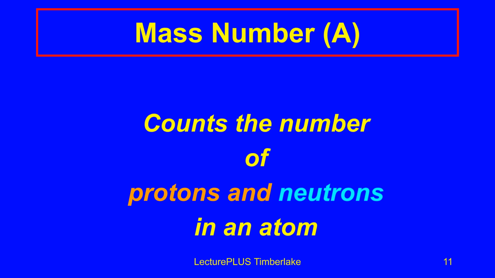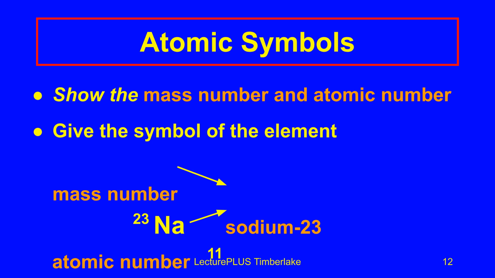The mass number, denoted by A, quantifies the total number of protons and neutrons present within an atom's nucleus. Atomic symbols concisely represent an element. They show the mass number as a superscript and the atomic number as a subscript, both preceding the element's symbol. For example, sodium-23 is written with superscript 23 and subscript 11 before Na.